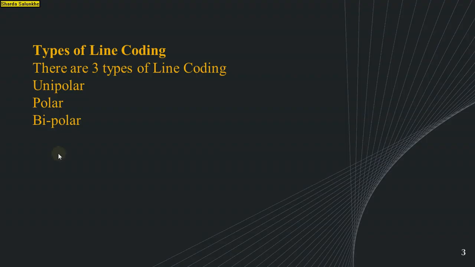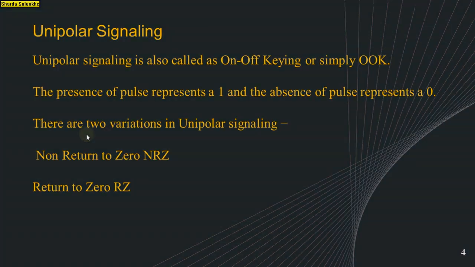There are different kinds of line codes: unipolar, polar and bipolar. These are the three types of line code. Next one, unipolar signaling. Unipolar signaling is also called on-off signaling, or simply OOK. The presence of a pulse represents the 1 bit and the absence of a pulse represents the 0 bit. In unipolar signaling, if a pulse is available it indicates a 1 bit, and if the pulse is absent, or 0, then that bit is represented as 0.